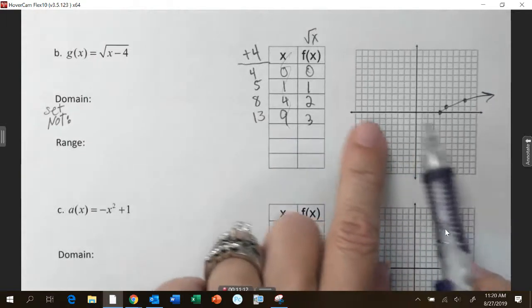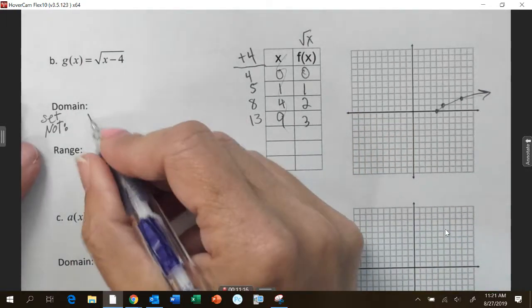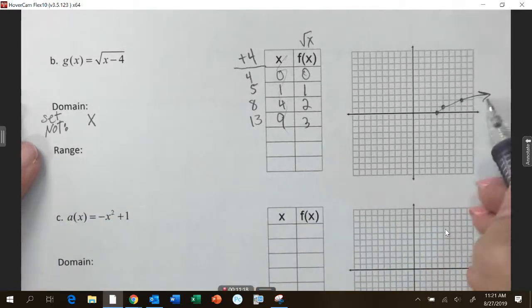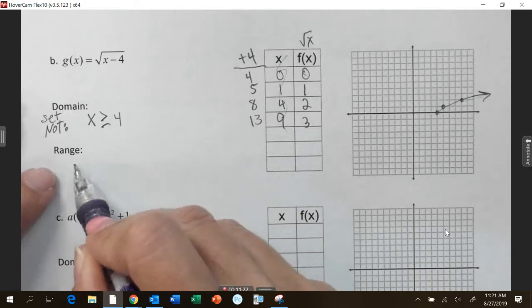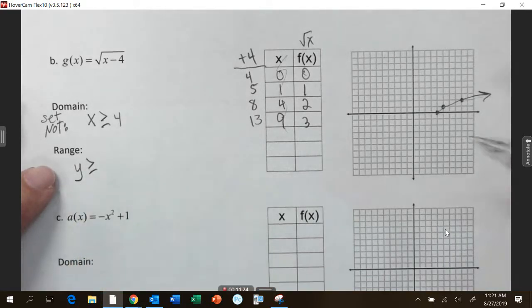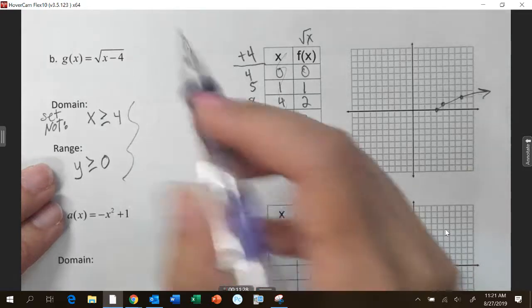What's my domain? How far to the left, how far to the right? What do I know about the x's? X is what? Greater than or equal to 4. Y is greater than or equal to 0. So that would be on your quiz.